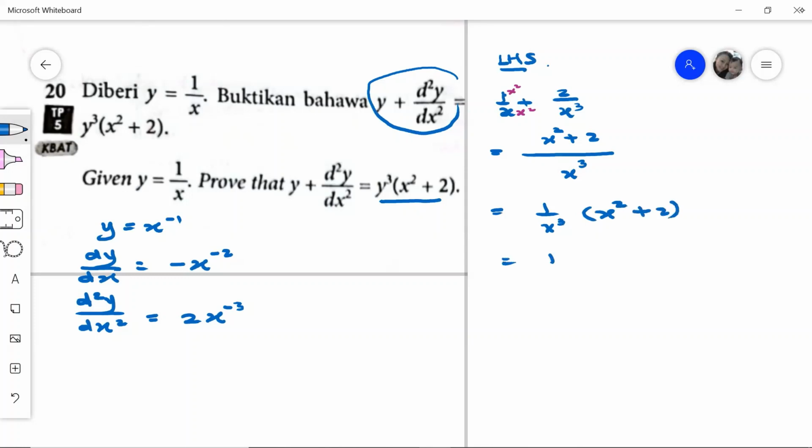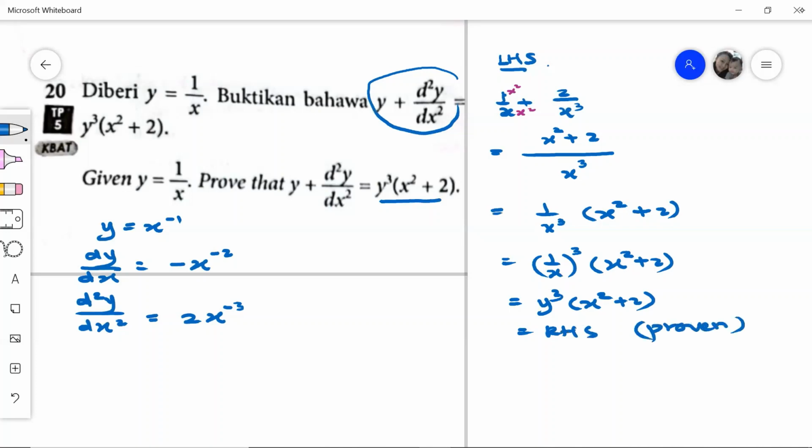Now the 1 over x, isn't it familiar? That is our y. So let's factorize, taking the power 3 out, so x squared plus 2. So we have just proven it is equivalent to y cubed times x squared plus 2, exactly the right-hand side. So proven. That's it for question number 20.